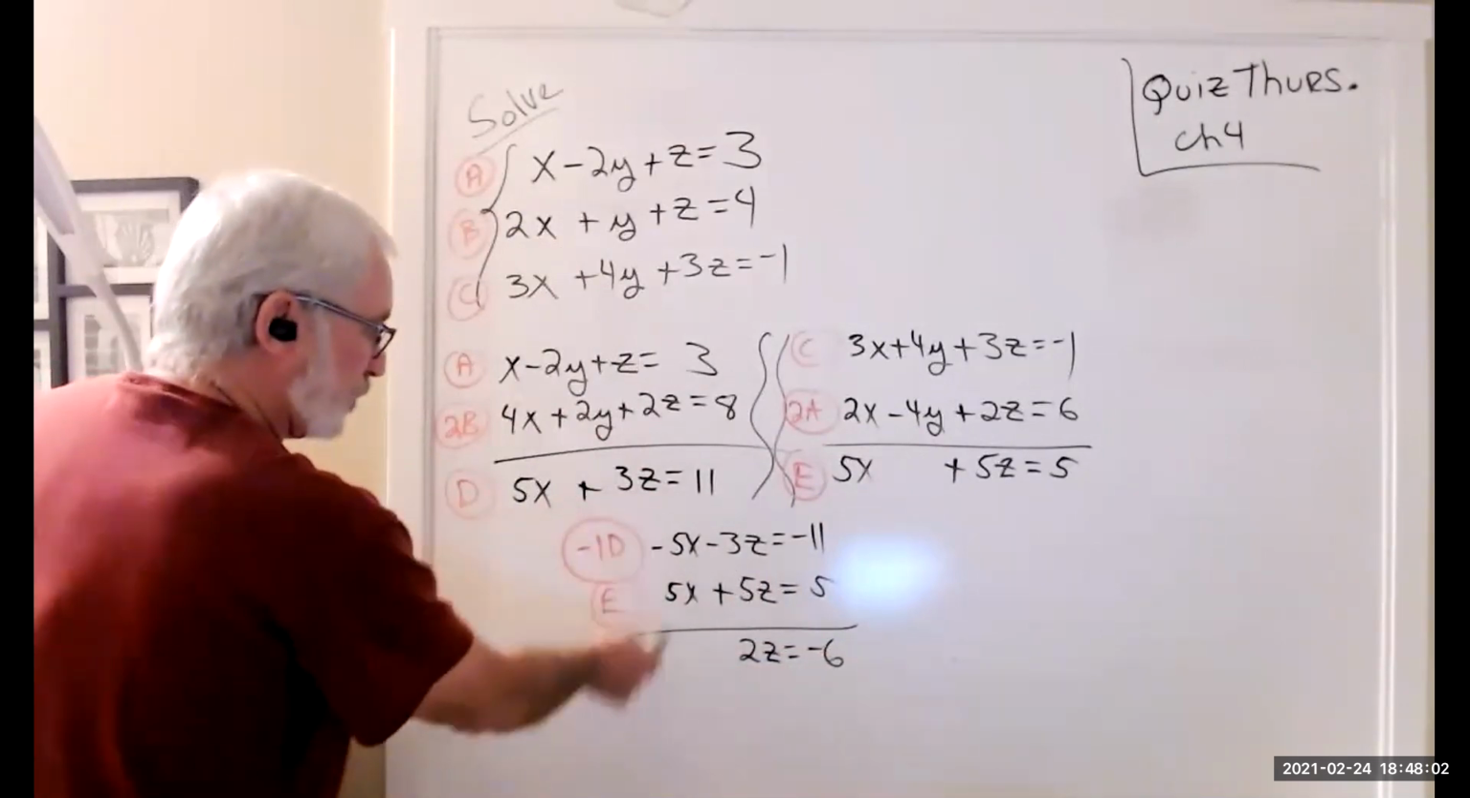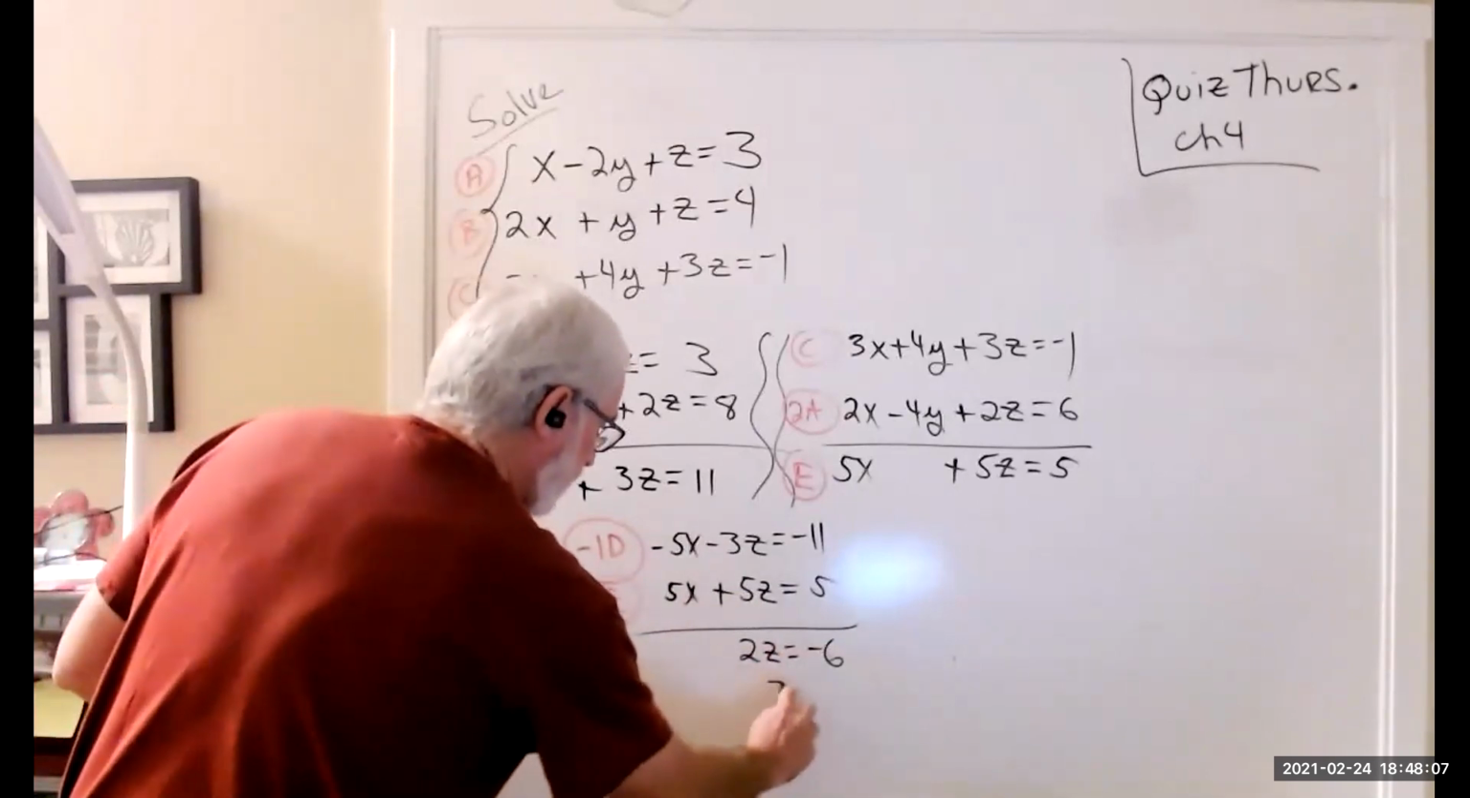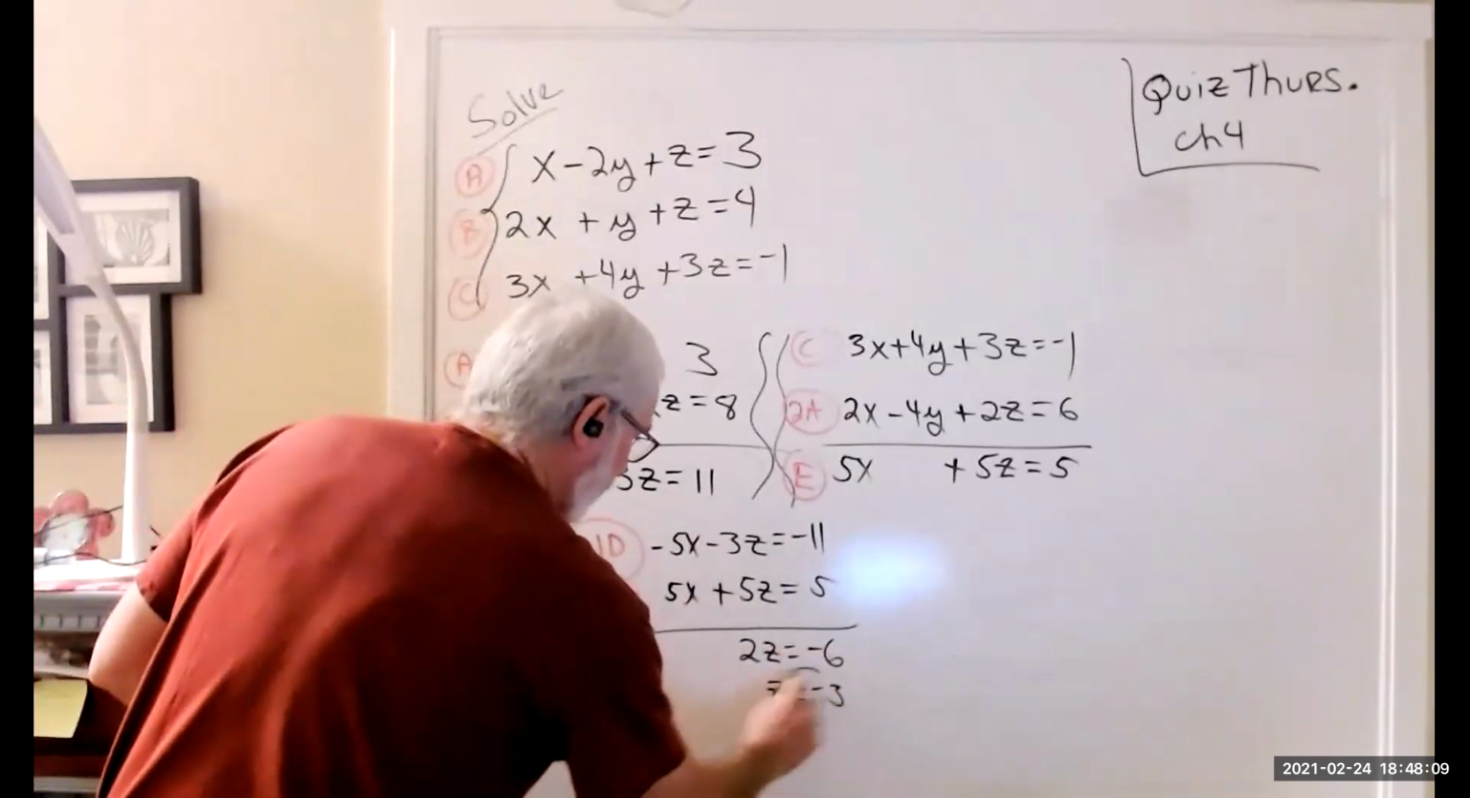Because my x is dropped out like I wanted to. So I get 2z equals -6, divide, z is -3.